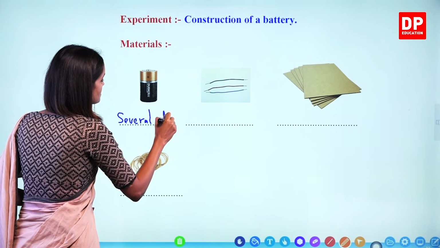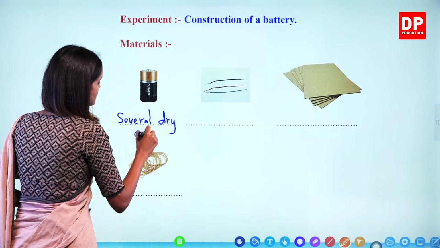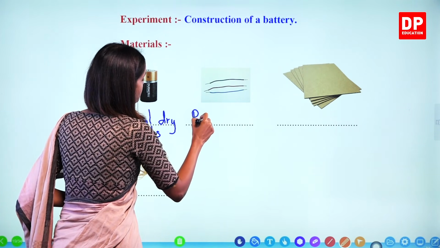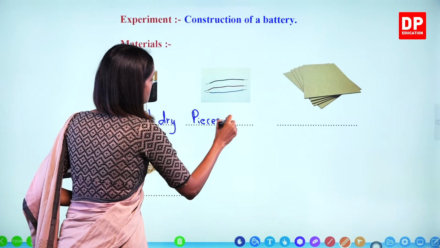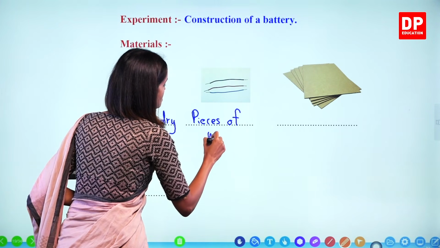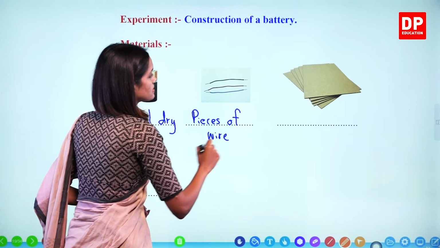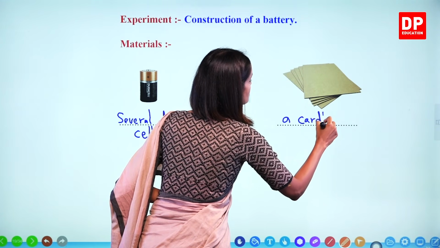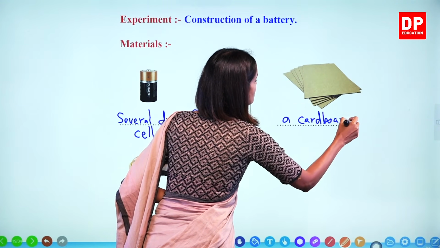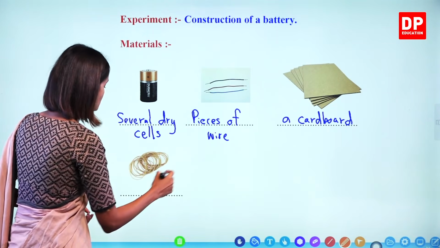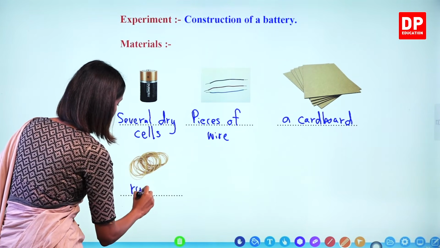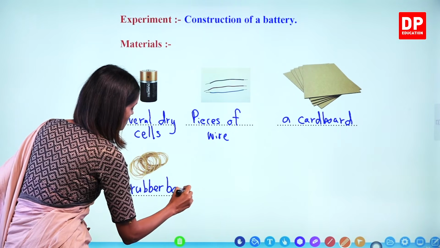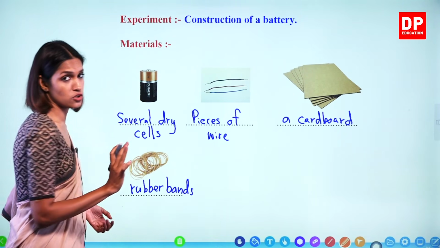Several dry cells. Pieces of wire, cardboard, and rubber bands. You can even use sellotape.